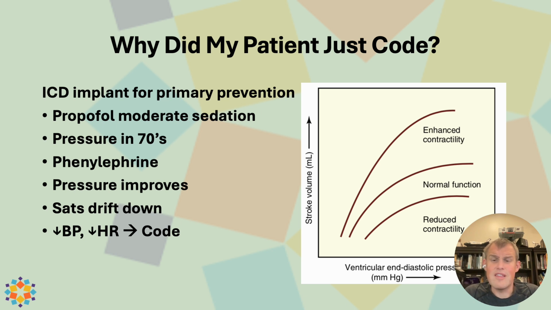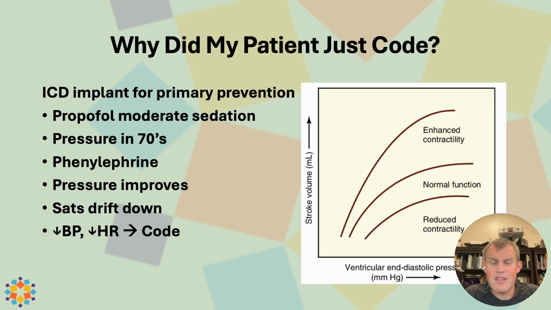So the negative inotropy of propofol, the loss of catecholamines and sympathetic input, all of that has the effect of flattening that curve. So what happened was this patient had lost cardiac output due to reduced contractility. And as a result, the blood pressure dropped.